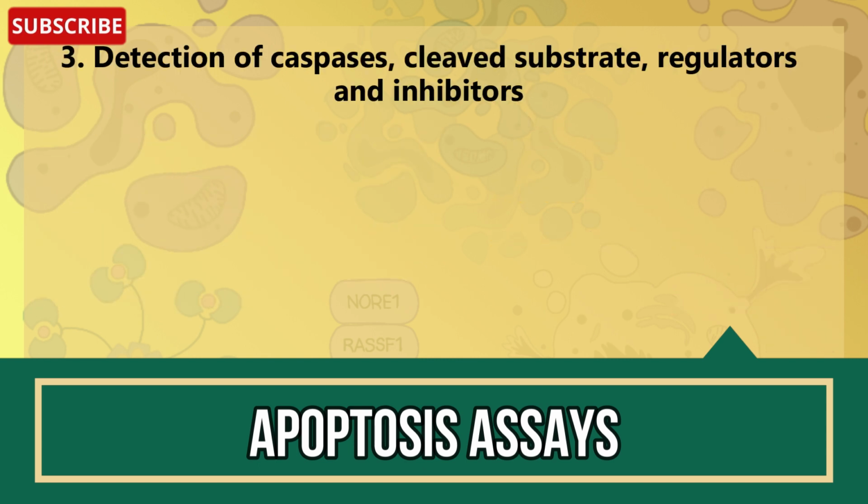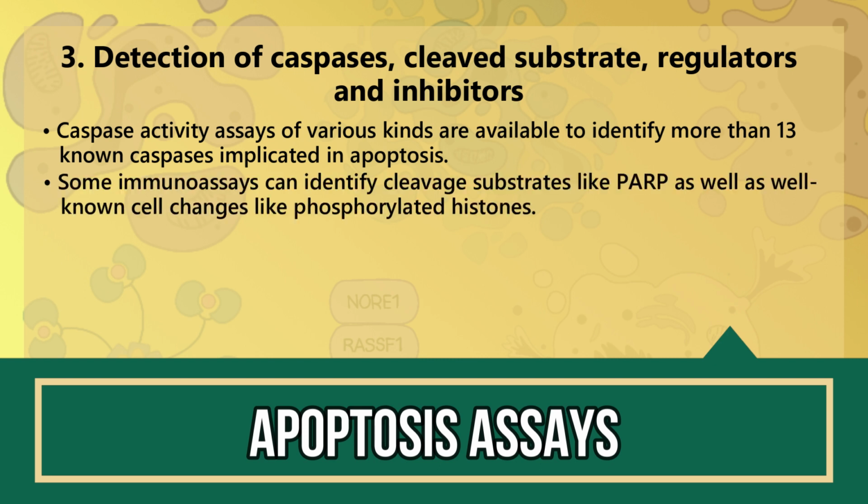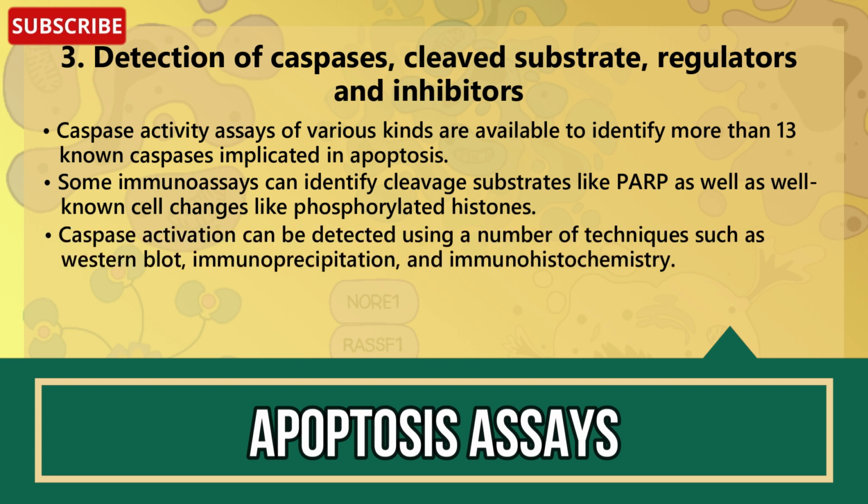Number 3. Detection of caspases, cleaved substrates, regulators, and inhibitors. Caspase activity assays of various kinds are available to identify more than 30 non-caspases implicated in apoptosis. Some immunoassays can identify cleaved substrates like PARP as well as well-known cell changes like phosphorylated histones. Caspase activation can be detected using a number of techniques such as Western blot, immunoprecipitation, and immunohistochemistry.